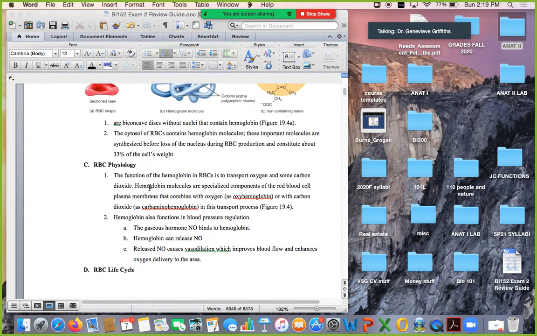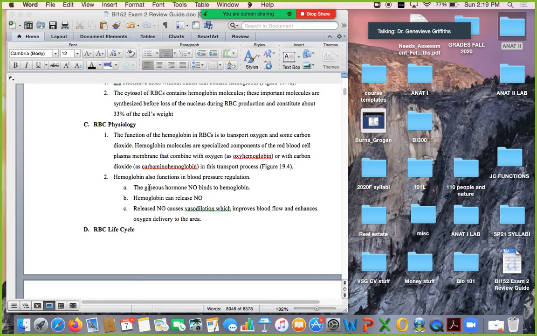Now, the purpose of red blood cells is for them to transport oxygen and carbon dioxide, cellular waste, and energy. Right? And not energy, but temperature. So carry around heat energy.